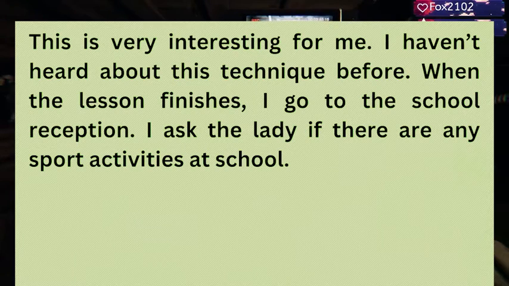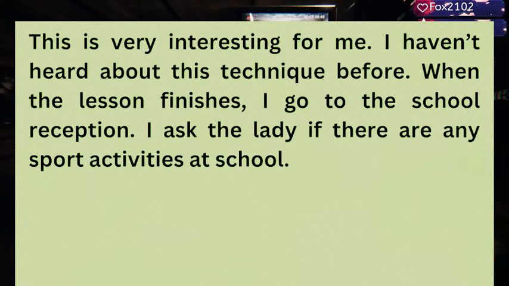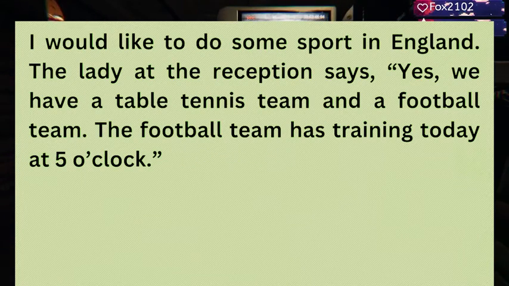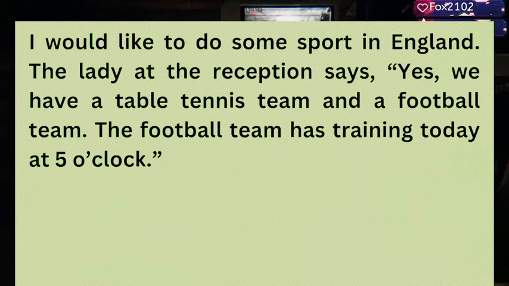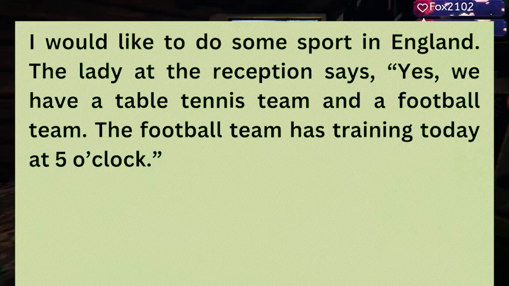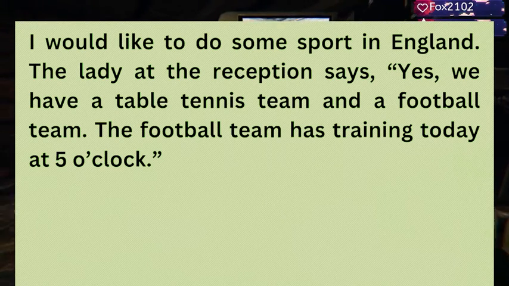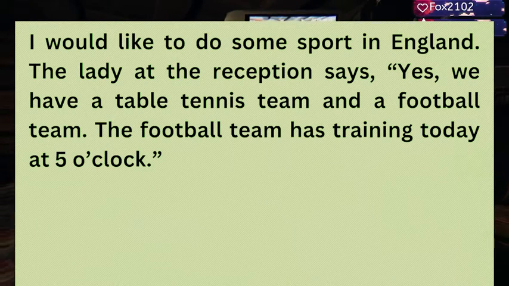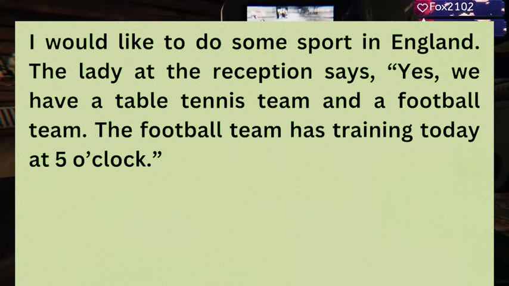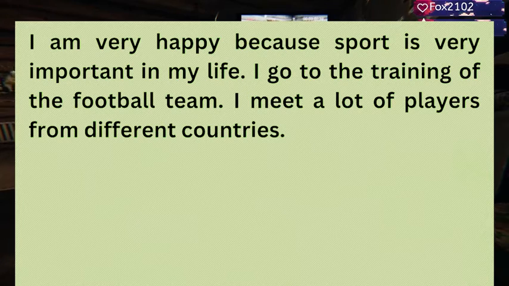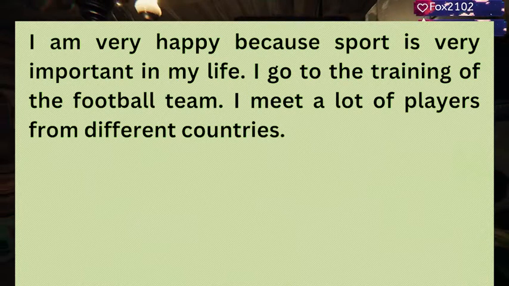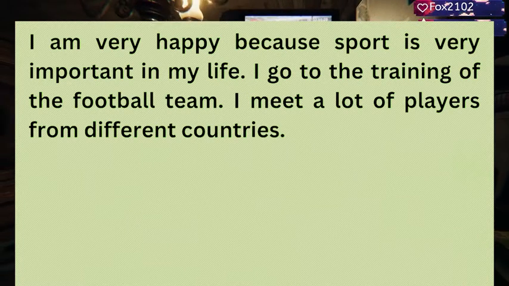When the lesson finishes, I go to the school reception. I ask the lady if there are any sport activities at school. I would like to do some sport in England. The lady at the reception says, "Yes, we have a table tennis team and a football team. The football team has training today at 5 o'clock." I am very happy because sport is very important in my life.